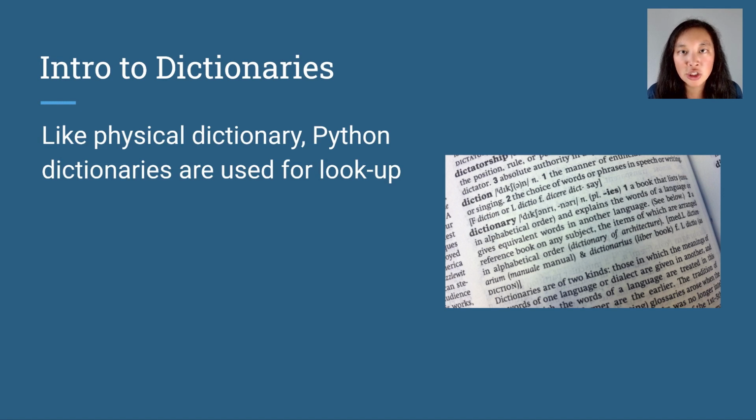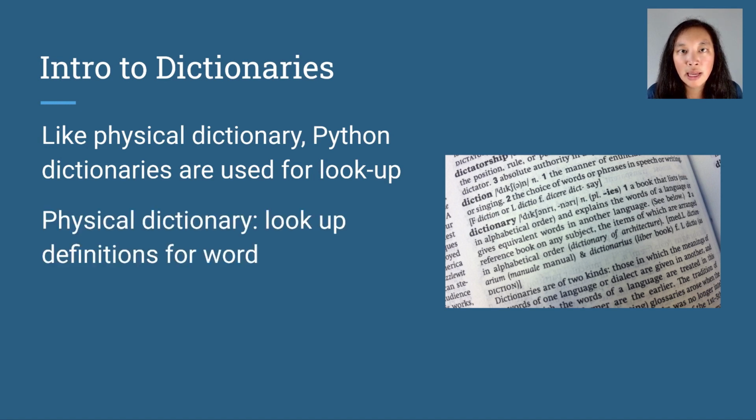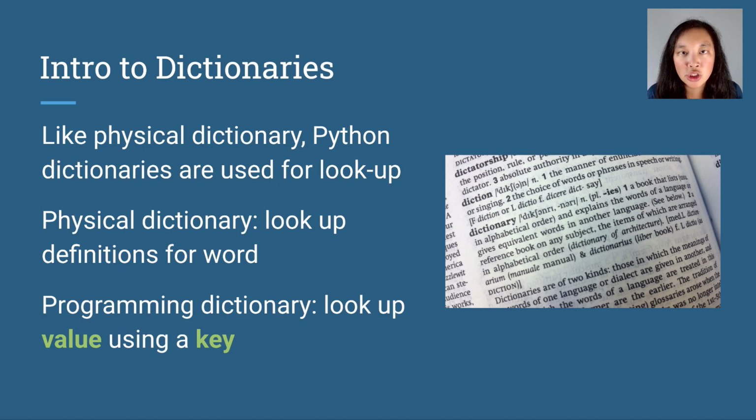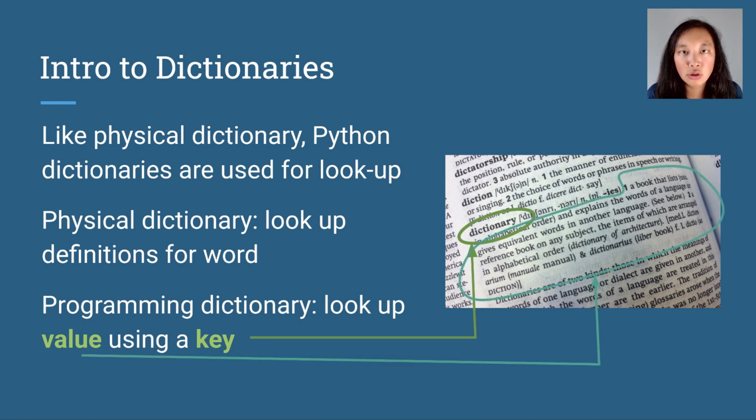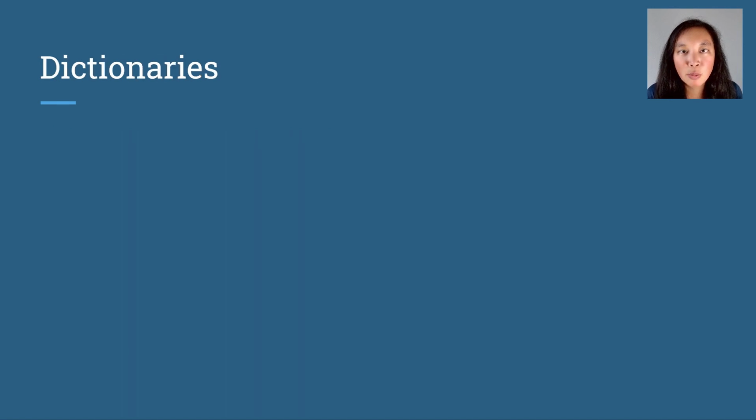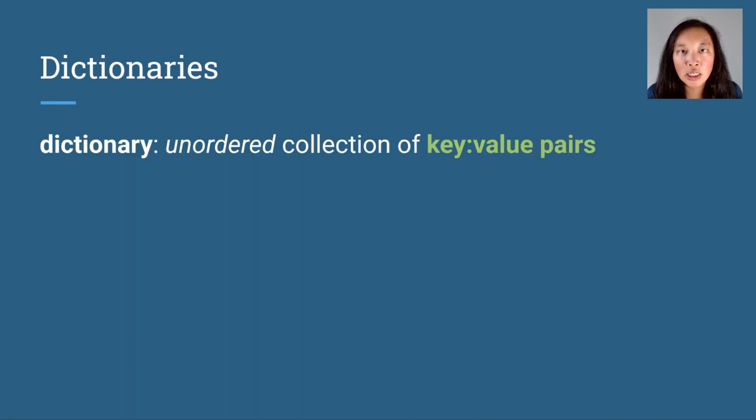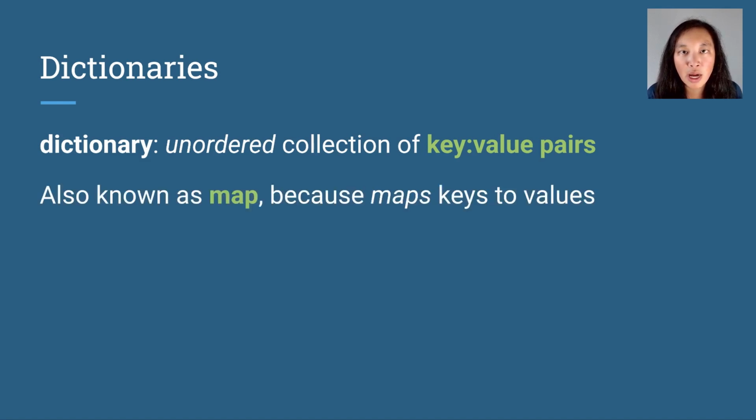Just like physical dictionaries, a Python dictionary is used to look up items. In a physical dictionary, we look up definitions for a word, and in a programming dictionary, we look up values using a key. So to use an actual dictionary as an example, a key would be the word, and the value would be the definition of a word. To be a bit more specific on what dictionaries are, they are an unordered collection of key value pairs. They're also known as maps because they map keys to values.